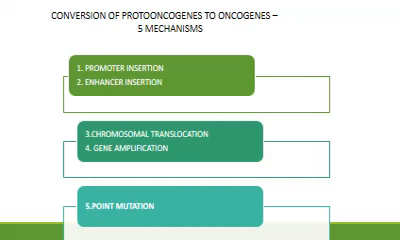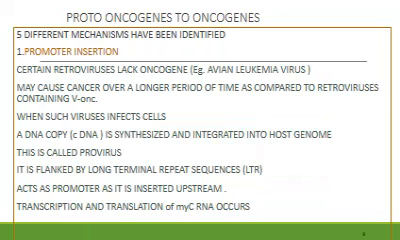Now, proto-oncogenes have to be converted to oncogenes for malignant transformation to occur. So, there are 5 mechanisms by which proto-oncogenes are converted to oncogenes. These 5 mechanisms I have listed here. The first is promoter insertion, second is enhancer insertion, third is chromosomal translocation, fourth is gene amplification, and fifth is point mutation.